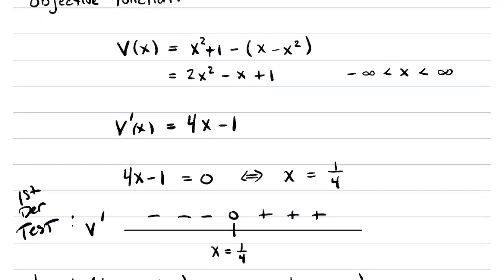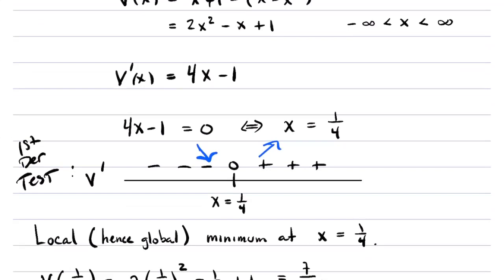So stop the video here for a second and make sure that you also agree that this first derivative is negative when x is less than a quarter. It's positive when x is greater than a quarter. So the first derivative test, what's the conclusion from it? This function was decreasing and then increasing. So we have a local minimum. That local minimum has to be global, again, because it's the only critical point.